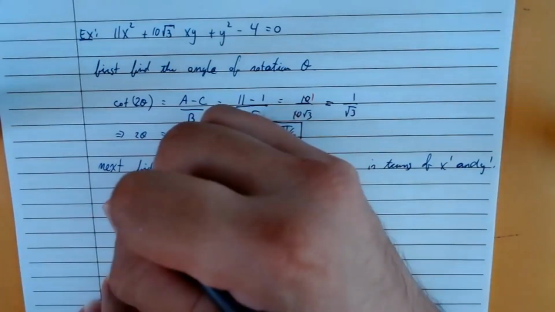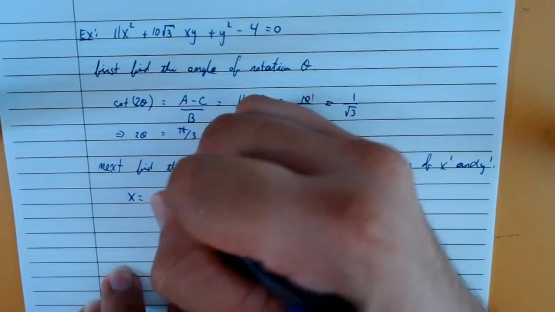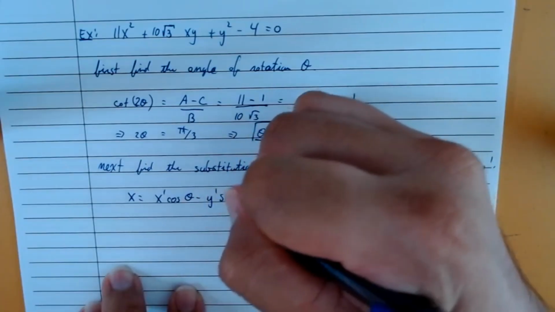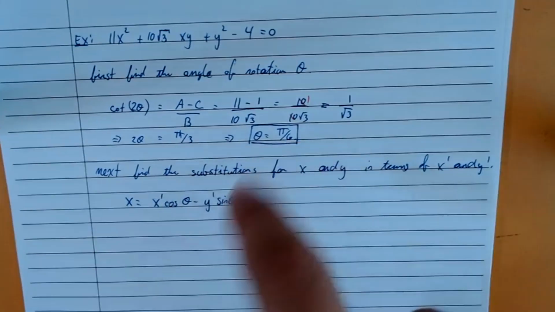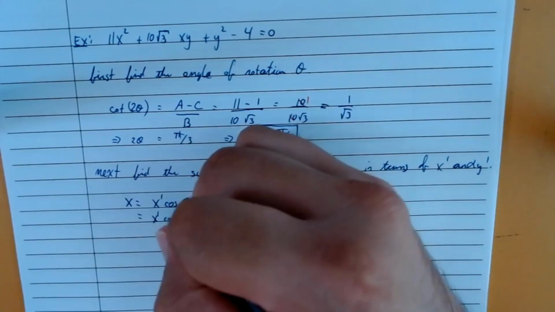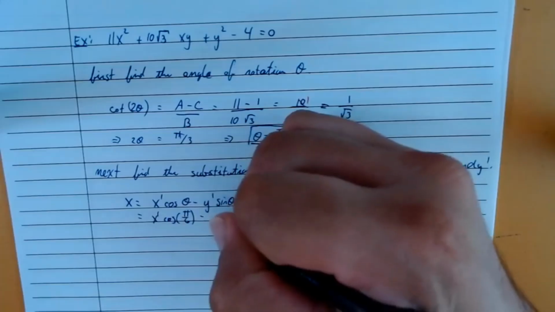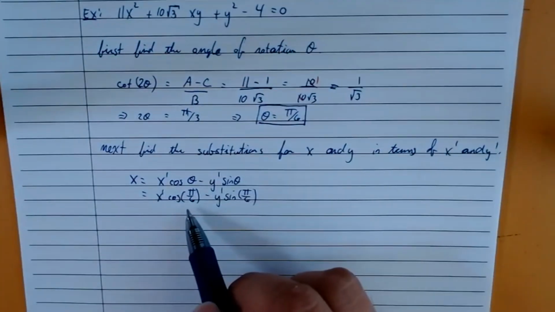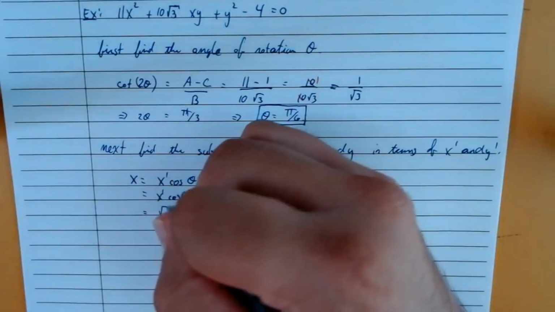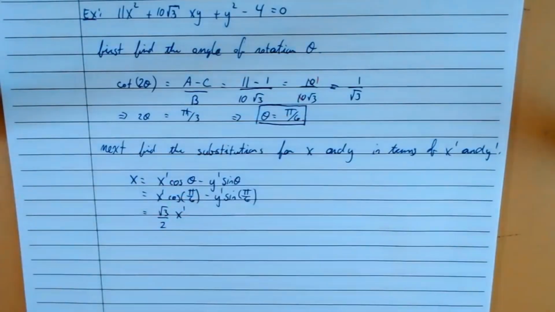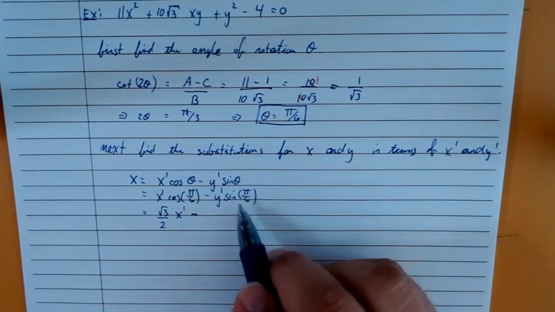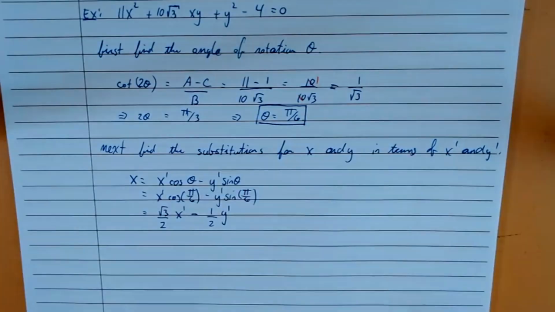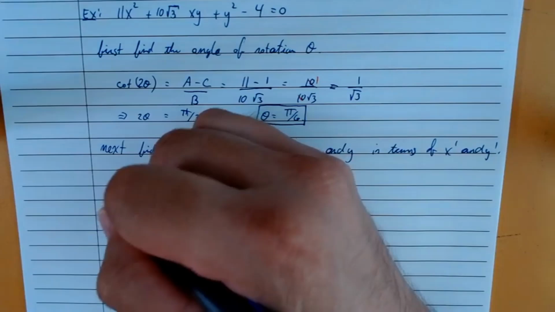All right, so here we go. Our substitutions, x is equal to x prime cosine of theta minus y prime sine of theta. Well, we know what theta is. It's pi over 6. Okay, so then x is going to equal x prime cosine of pi over 6 minus y prime times the sine of pi over 6. Okay. The cosine of pi over 6 is root 3 over 2. So that's root 3 over 2 x prime minus the sine of pi over 6 is a half. So that's just a half of y prime. So there's our first substitution. x is equal to this.